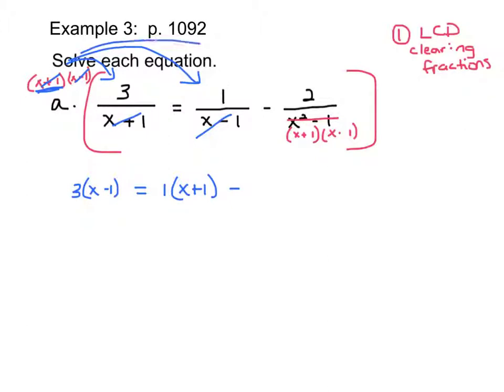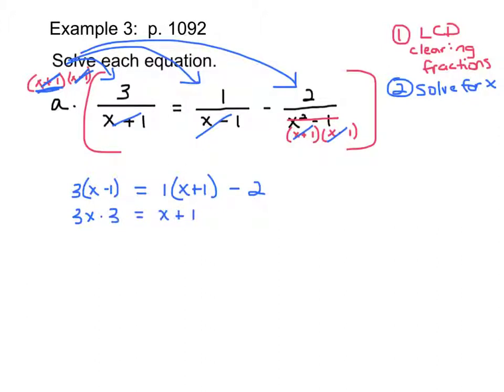And then when I multiply it by the third one, x plus 1 cancels, x minus 1 cancels, so I'm just left with the minus 2. Alright, so now step 2 is just to solve for x. Alright, so I'm going to distribute, so that's going to be 3x minus 3 equals 1x plus 1 minus 2. So equals x minus 1.